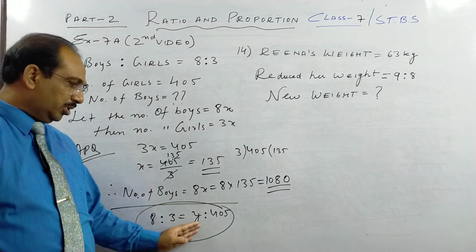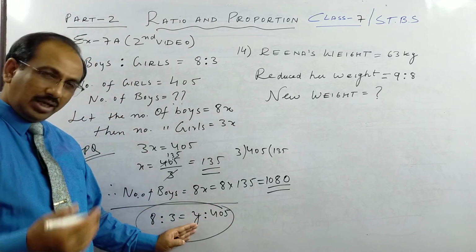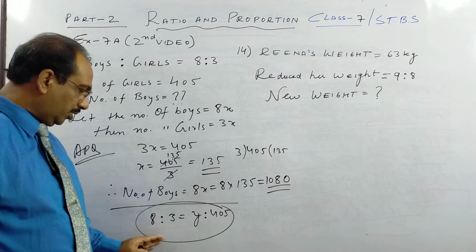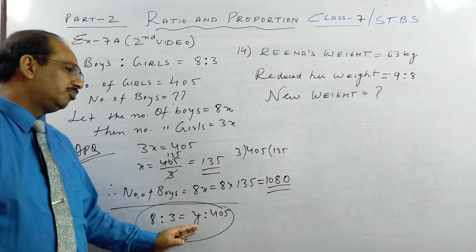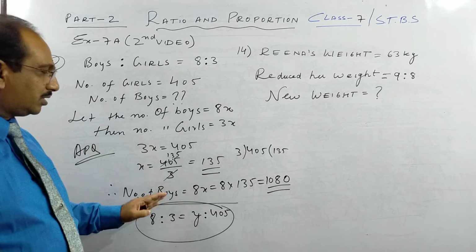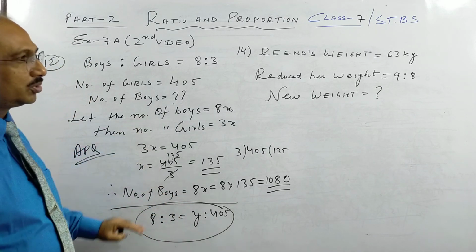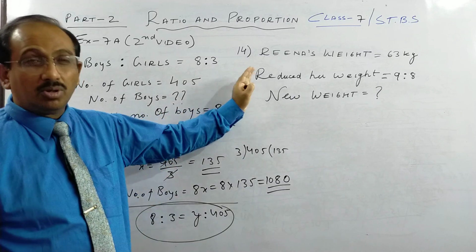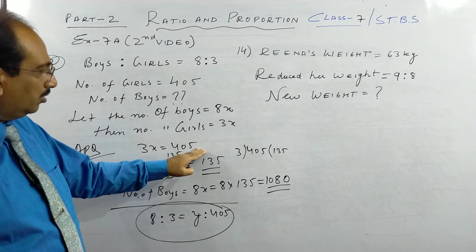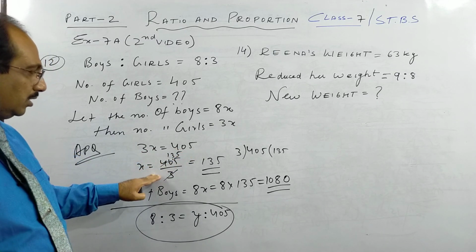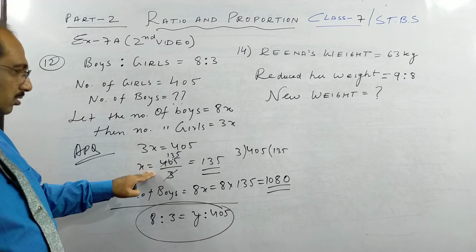Boys is to girls is boys is to girls. You solve for x. I'll teach you in the next exercise. Product of the extremes is equal to product of the means. So what I am just telling you is that this sum can be done by proportion also. In fact, this sum also. But you do as I have done here: 3x, you find 405 girls, you get x. X is a factor, not the total.